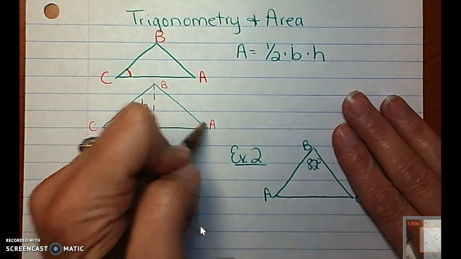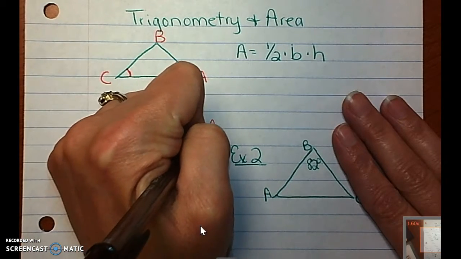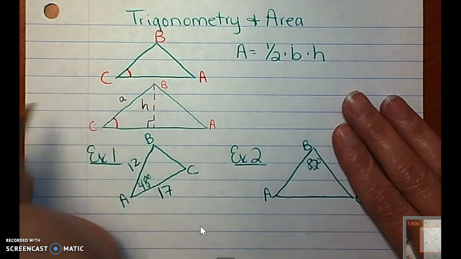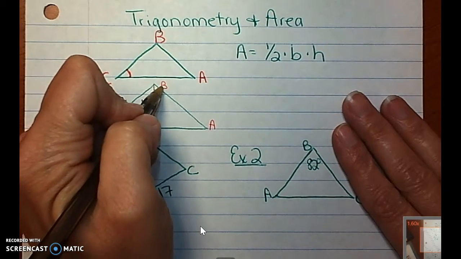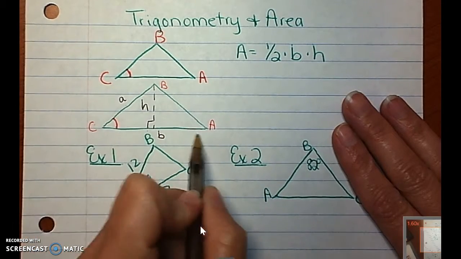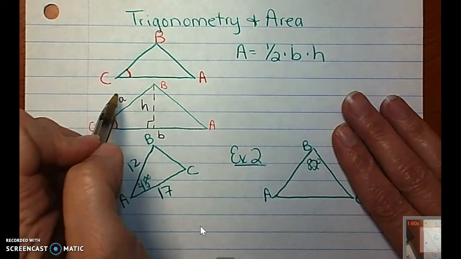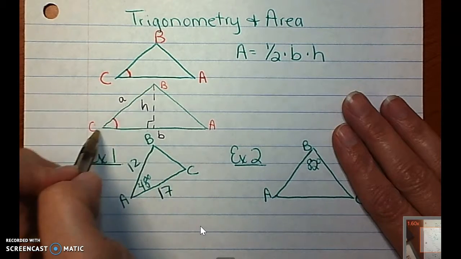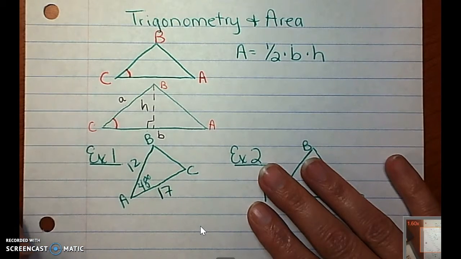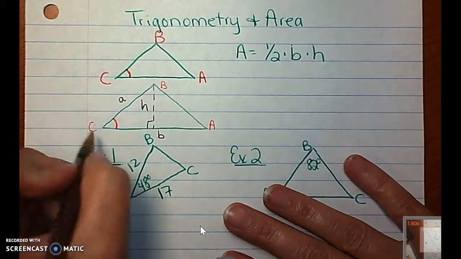Okay, if I take vertex A and go across the triangle, that's going to be side A. And if I look at B and go across, that's going to be side B. So side B is the base of our triangle, and side A is going to be the hypotenuse of my right triangle. So what does that do?